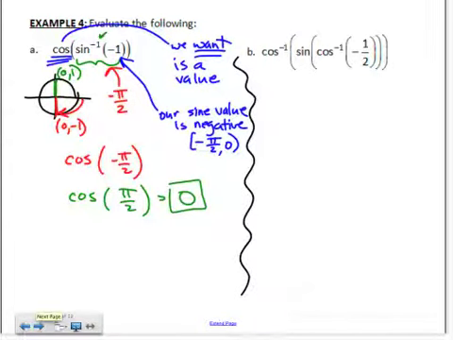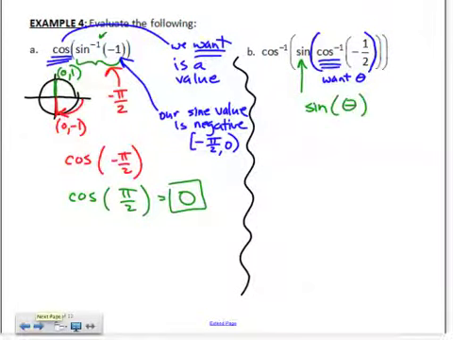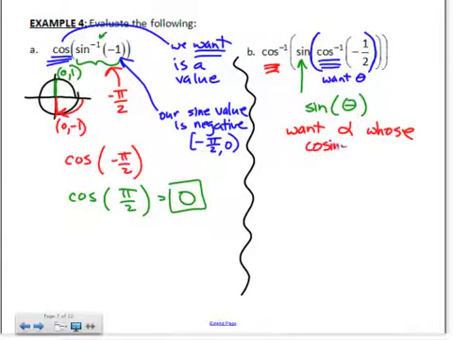Because we've got 3 sections. So let's look. The first inside, what are we looking for? We are looking for an angle. We want an angle. Okay? The next thing, what are we looking for? We want the sine of that angle. The next thing, what are we looking for? We want an angle, I'm going to call it alpha, whose cosine is something. So we have to get all the way to that.